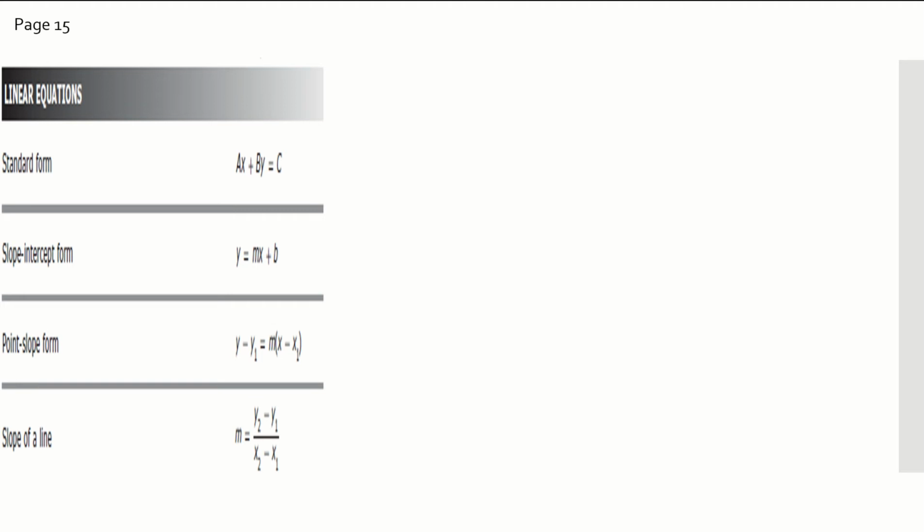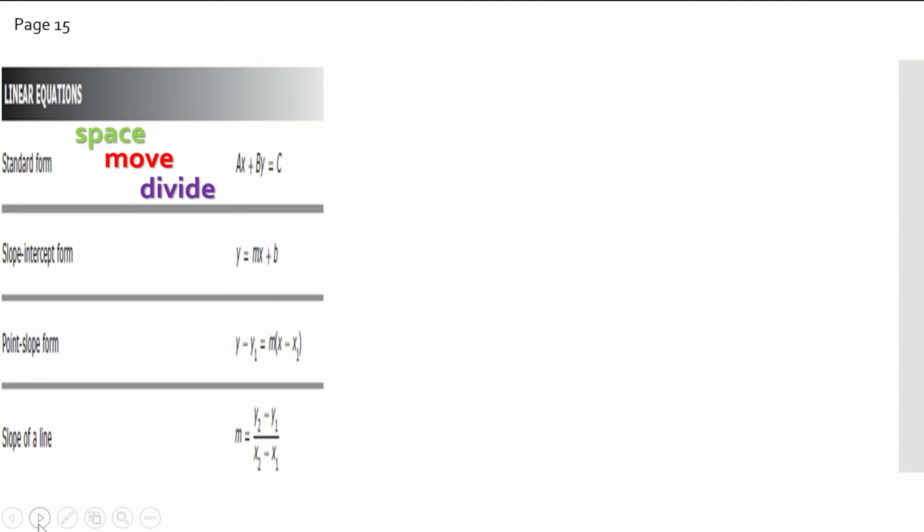Algebra 1 EOC STAAR Review, Category 3, Writing Linear Equations on page 15. We'll first note the linear equations that you find on your formula chart. The first equation is standard form, ax plus by equals c. This is the form that we move, divide, to transform it to slope-intercept, or y equals mx plus b.